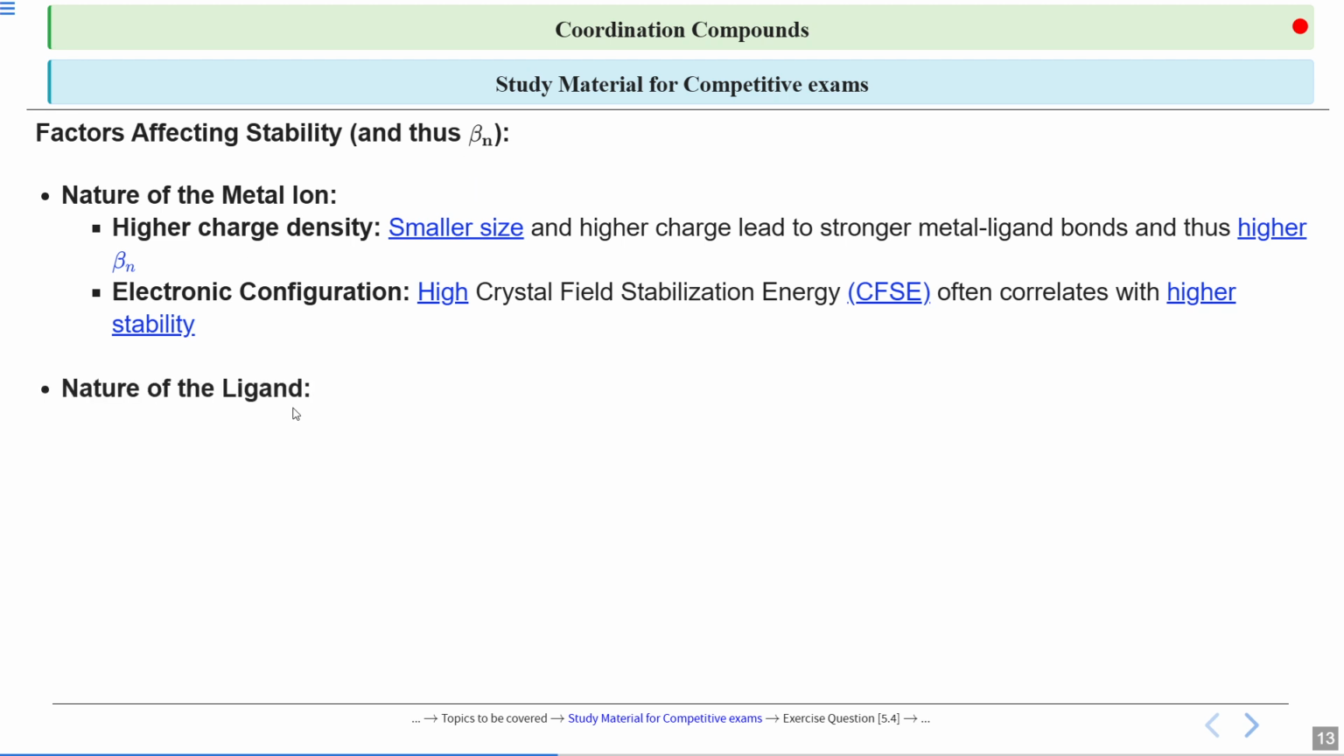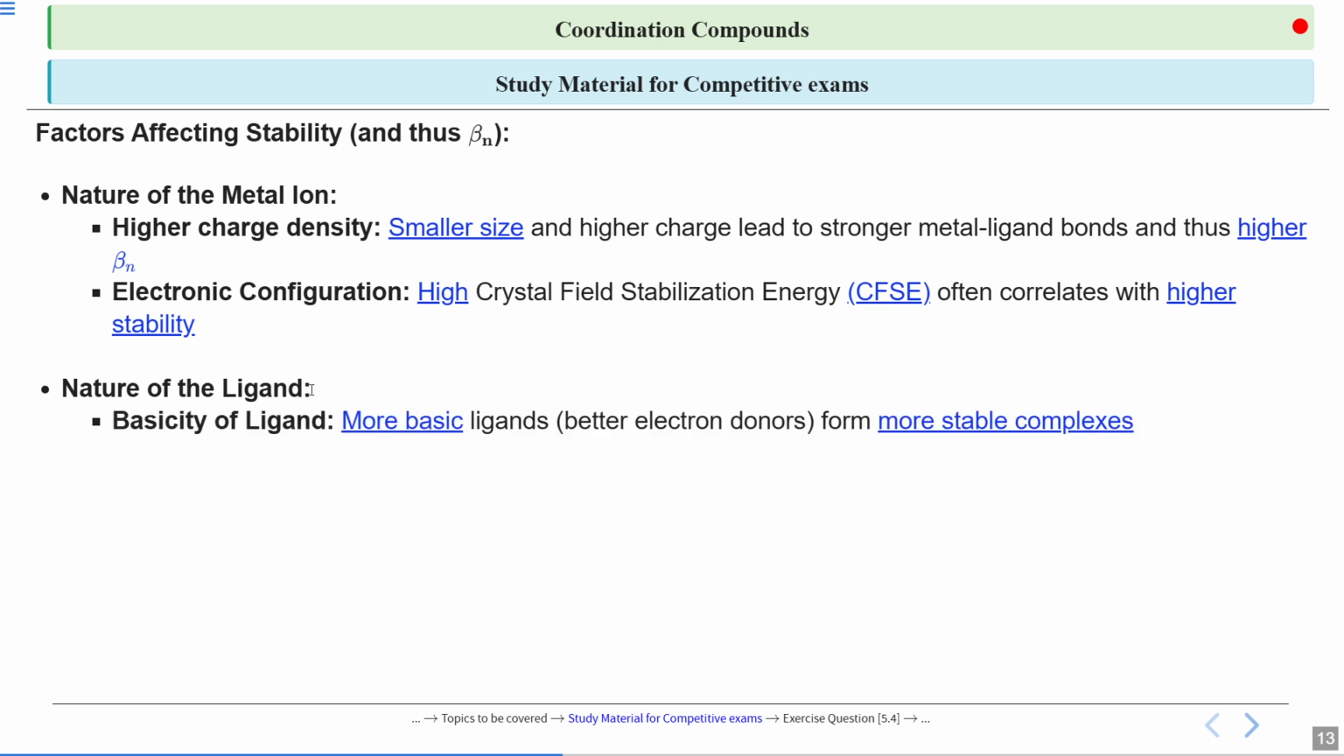Next is nature of ligand. Metal ions we have just seen. Now, how will the ligand nature affect the stability? First is basicity of ligand. If we have a more basic ligand, it will act as a better electron donor to donate electrons to the metal. The metal acts as a strong electron acceptor, and thus we get a stable complex. So a more basic ligand, a better electron donor, will form a stronger bond between the metal and ligand, and you will get a stable complex.